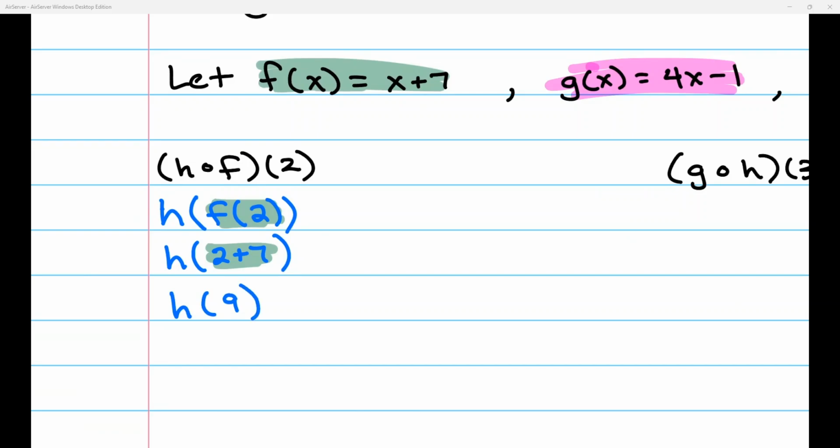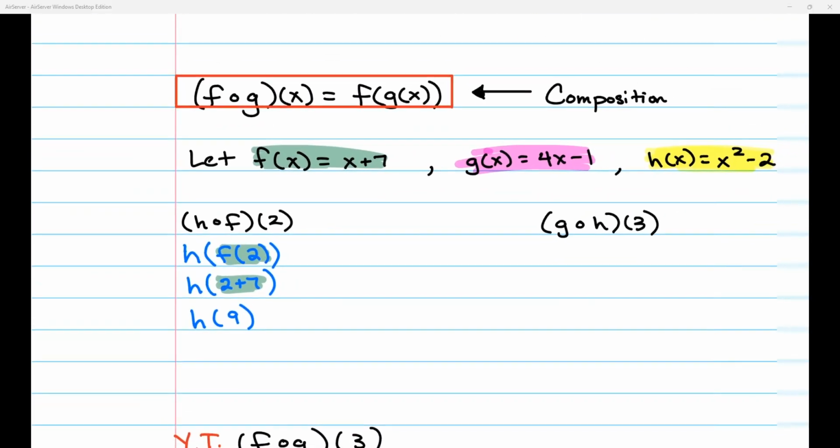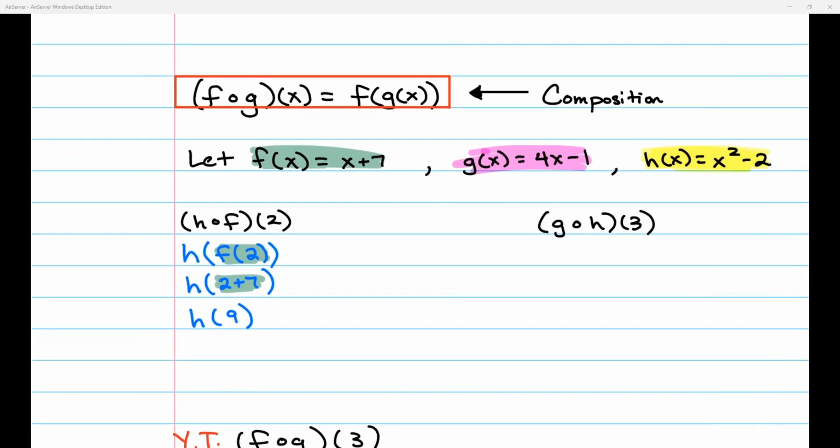So now that I'm done with the green function, now it says take h of 9. Well, what's h of 9? h is my yellow function. What this is saying is, hey, now that you have this number 9, that 2 magically turned into a 9, I'm going to take 9 and plug it into my h function, which means that 9 needs to go right there. h of 9 is the same thing as 9 squared minus 2. This is coming from my yellow function.